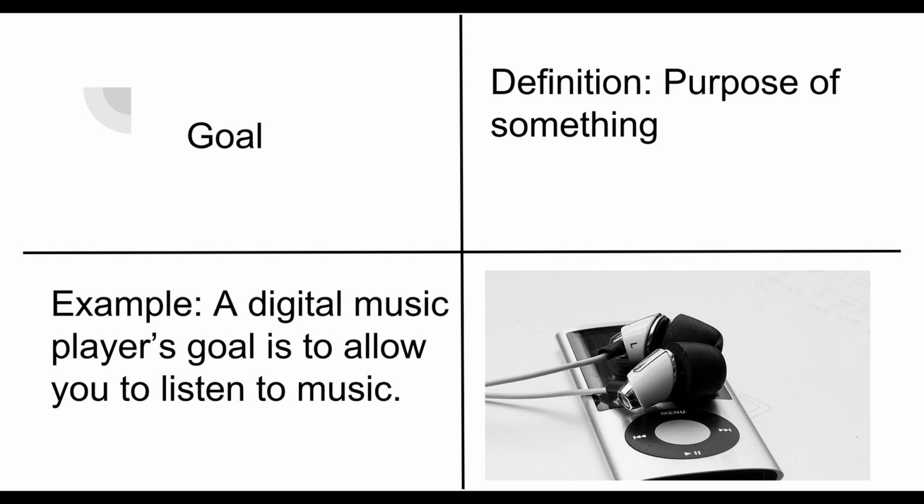Maybe it allows our devices to charge faster. Maybe it allows our cars to be more efficient. It has a goal in mind, some sort of purpose. And so our example being a digital music player's goal is to allow you to listen to music. A lot of people use their phone now. We still have some iPods around or other different music players, absolutely. And their purpose is to allow us to listen to music, right? If they don't allow us to listen to the music we have, then they're not really achieving their goal, their objective, their purpose.